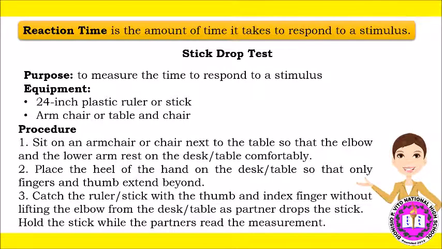Second, place the heel of the hand on the desk or table so that only the fingers and thumb extend beyond. Third, catch the ruler or stick with the thumb and index finger without lifting the elbow from the desk or table as the partner drops the stick. Hold the stick while the partner reads the measurement.